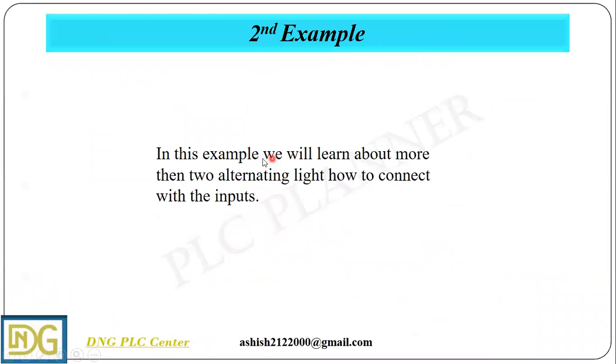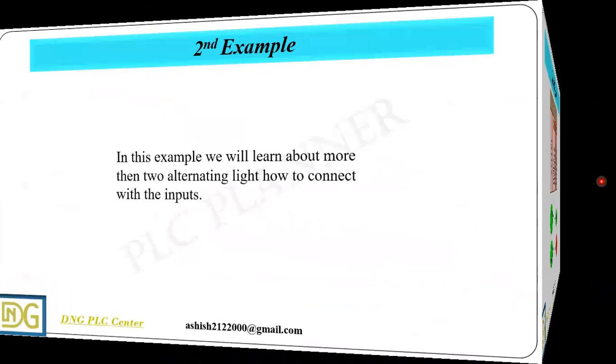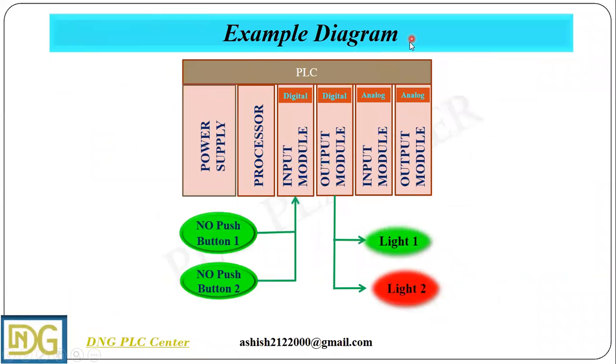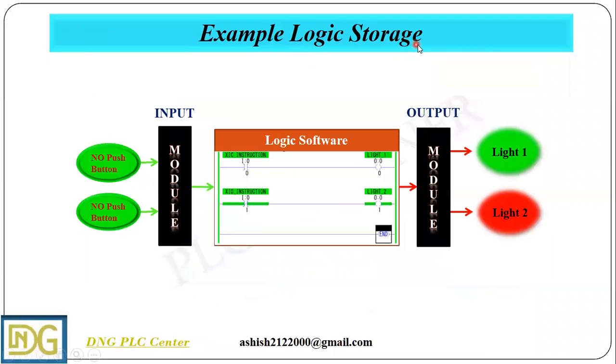So in the second example, we will learn how to connect more than two alternating lights with the inputs. Let's see the example diagram. This is our PLC hardware, and in the input module, we will connect NO push button 1 and NO push button 2. And in the output module, we will connect light 1 and light 2. Next is the example logic storage, showing how to store a logic. This is our software, and this is our hardware part. This is also our hardware part.